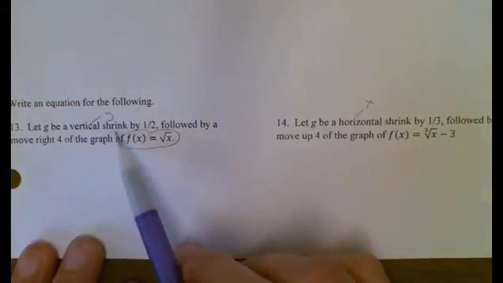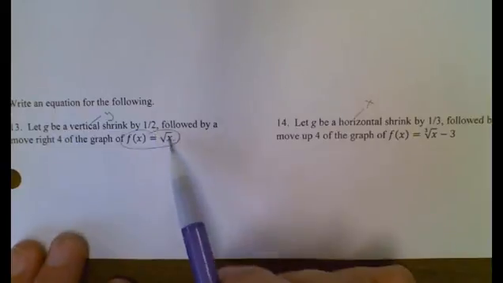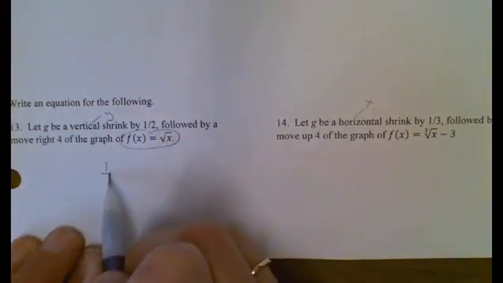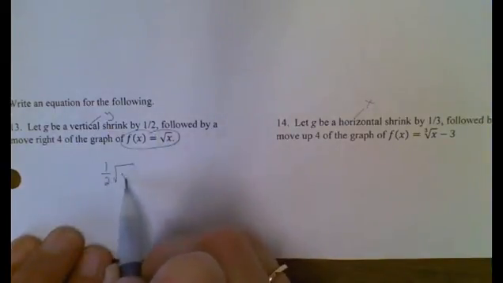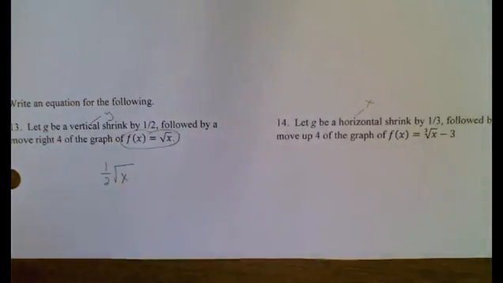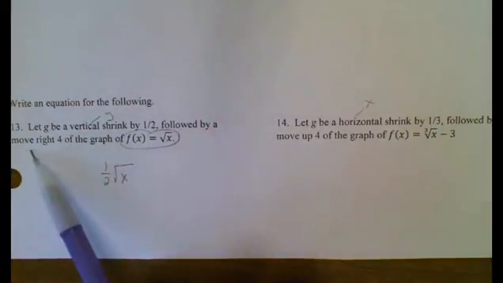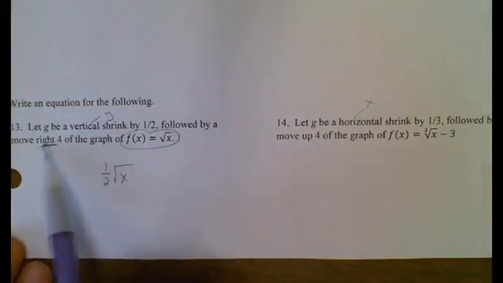So if it's a vertical shrink by a half, all you're going to do is take your original function, which is square root of x, and multiply it by a half. That takes all the y values and shrinks them by a half. Then it says followed by moving to the right. If you move right or left, again, that's affecting the x. When it affects the x, it's opposite of what you think.